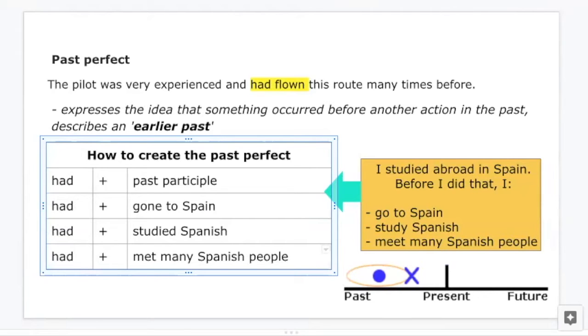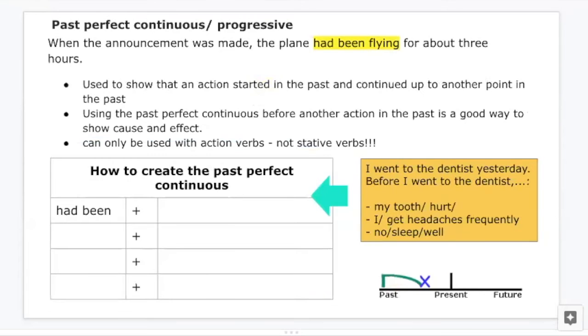All right. So now, is this clear? Is this clear here before I move on to the next one? Yes. Okay. So let's talk about the continuous, which can be a little bit harder. So when the announcement was made, the plane had been flying for about 3 hours. So we use this to show that an action started in the past and continued up into another point in the past.